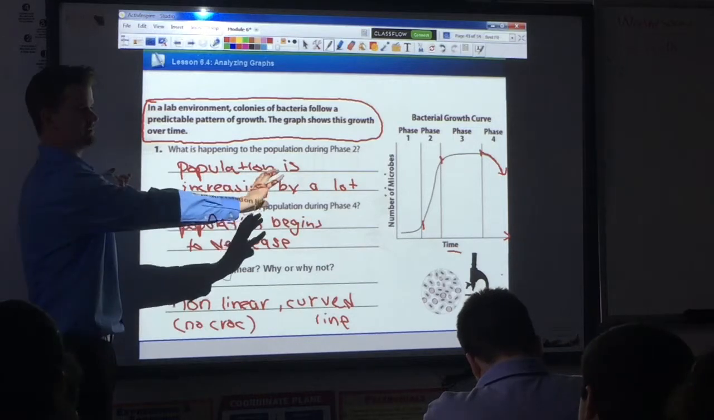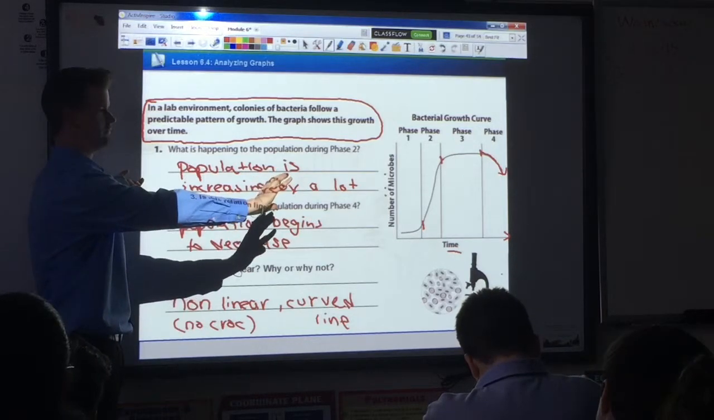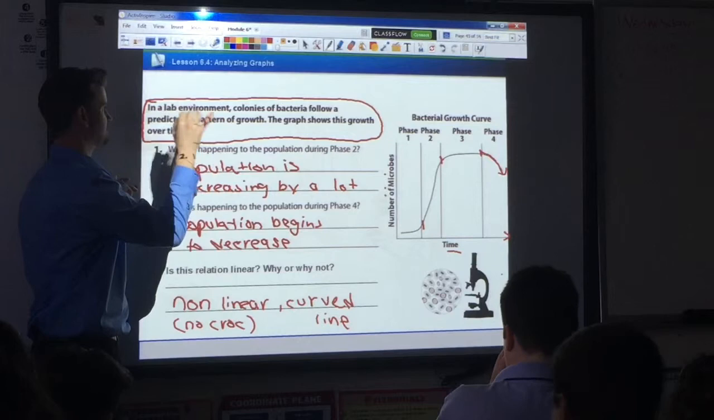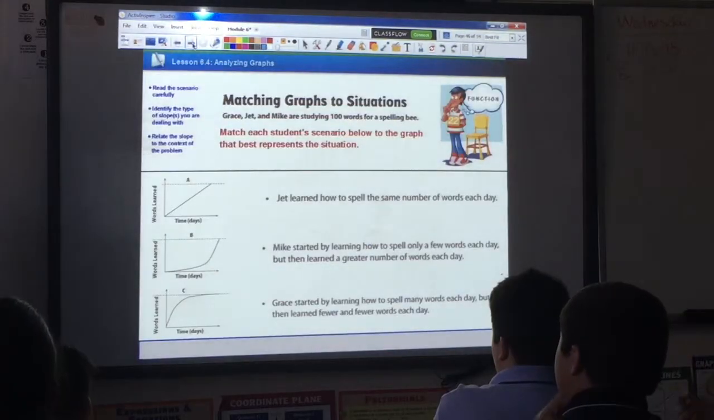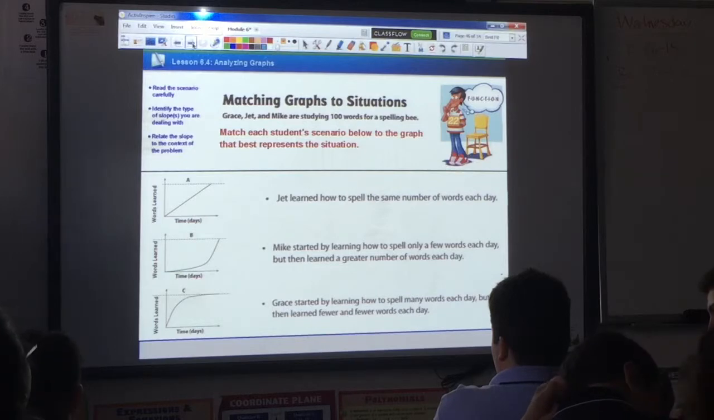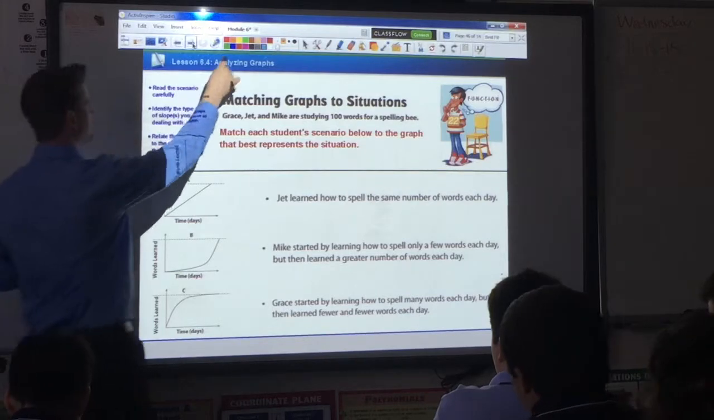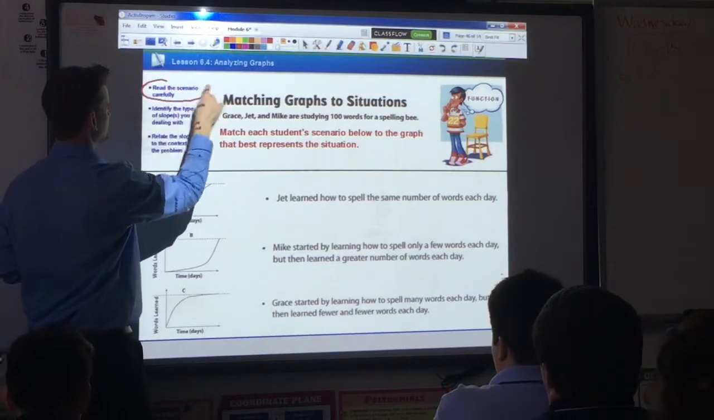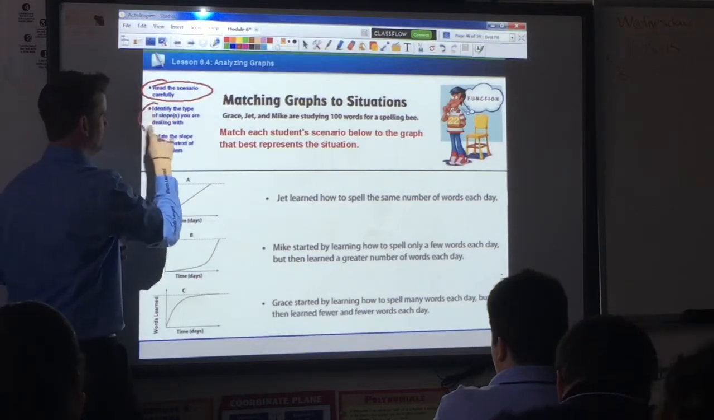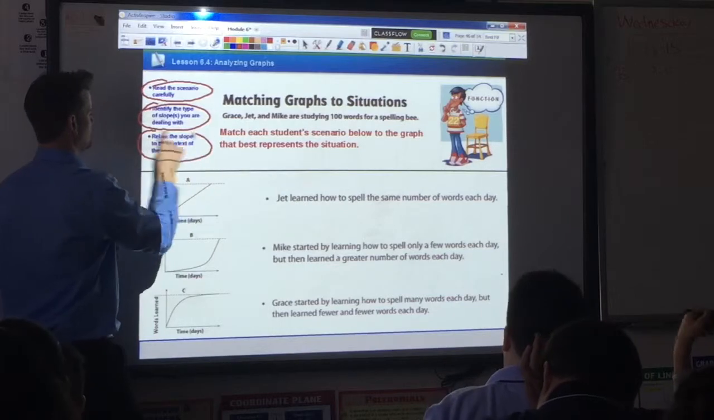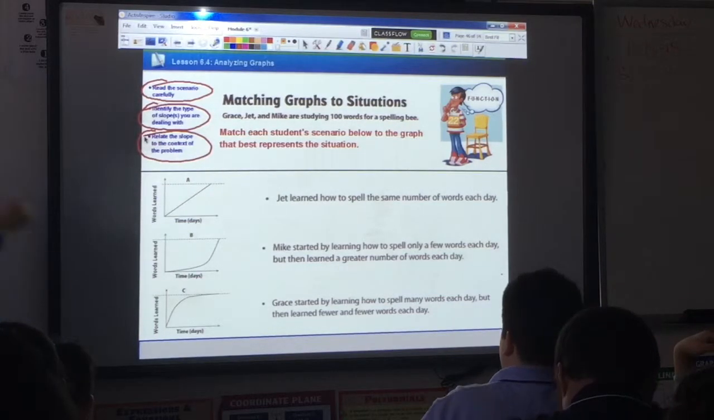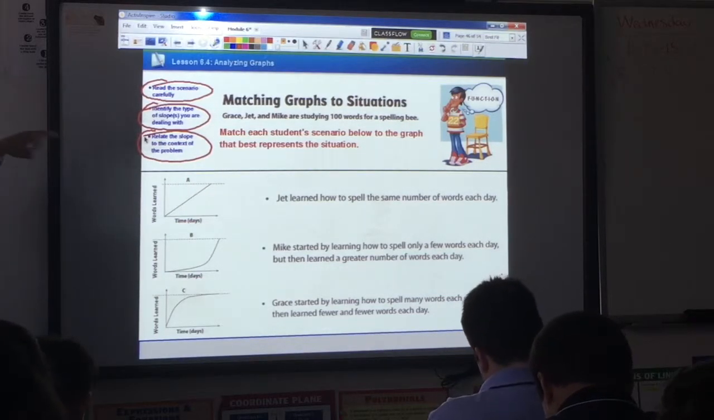Any questions on this to start off? No? Alright, so 4, 3, 2, 1, por favor. Students who don't read the scenario carefully are going to get it wrong. It's the same exact process. We're going to read the scenario, identify the types of slope, and then relate the slope to the context of the problem. Read, identify, relate.